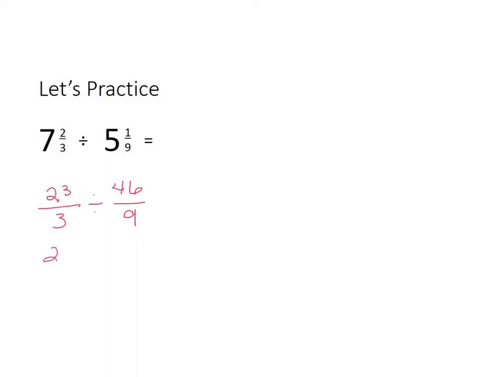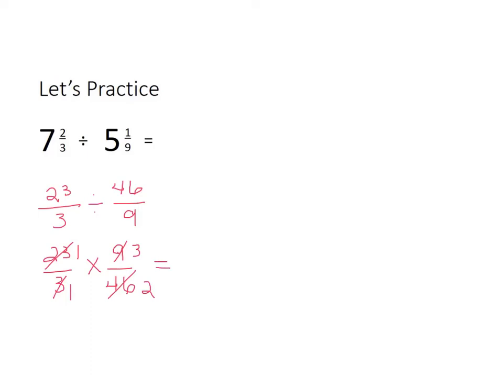Step 2, we're going to keep the first fraction the same. We're going to change the division to a multiplication, and we're going to write the reciprocal of the second fraction. Now, do you see any numerators and denominators that share a common factor? Well, I do. We have 3 and 9. We can divide both of those by 3. 9 divided by 3 is 3, and 3 divided by 3 is 1. Do you see any others? Well, in this case, 23 and 46 both share a common factor of 23. 23 divided by 23 is 1, and 46 divided by 23 is 2.